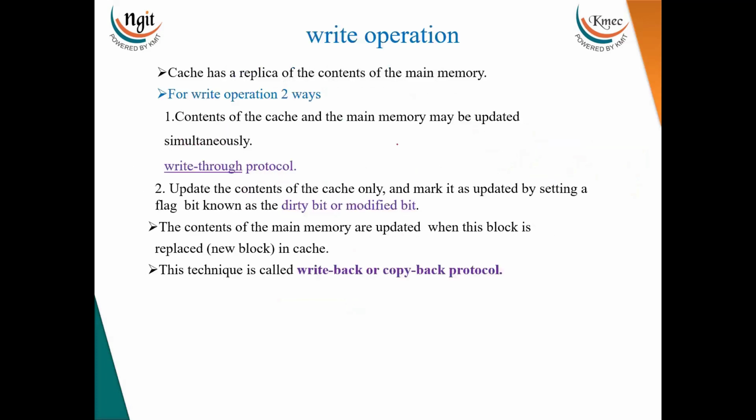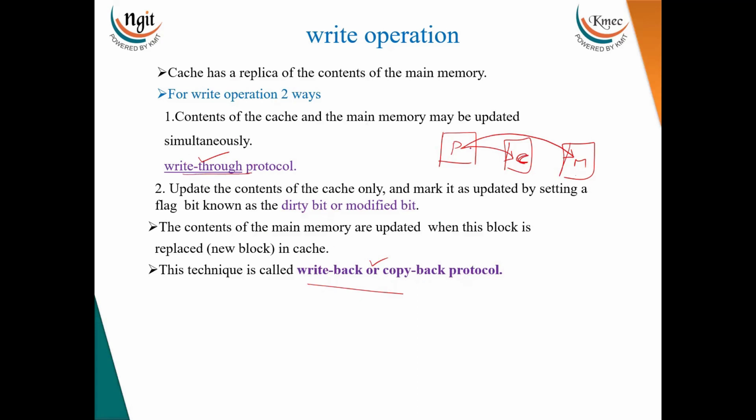Now, if the processor wants to write data, here is the processor, this is the cache memory, and this is the main memory. There are two protocols: one is the write through protocol and the other is the write back or copy back protocol. Whenever the processor writes data into the cache memory, it simultaneously updates the main memory. So both the cache and main memory are updated simultaneously in the case of the write through protocol.